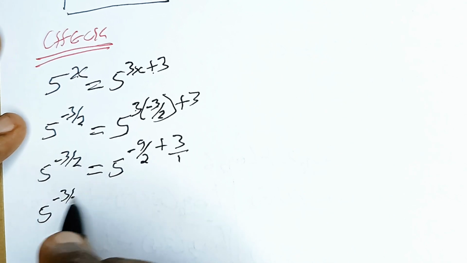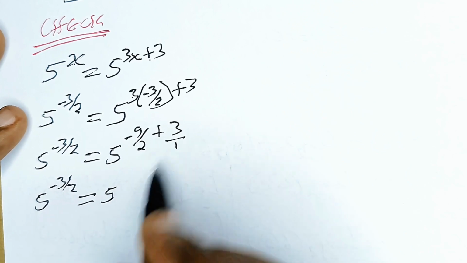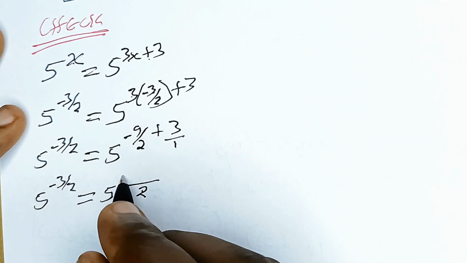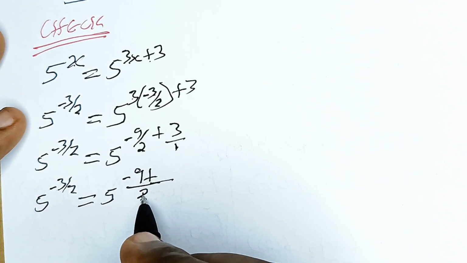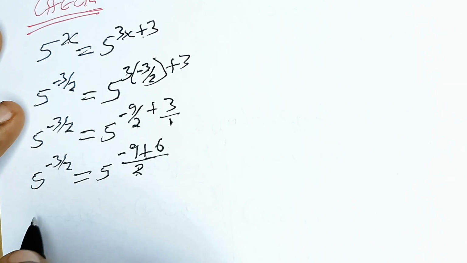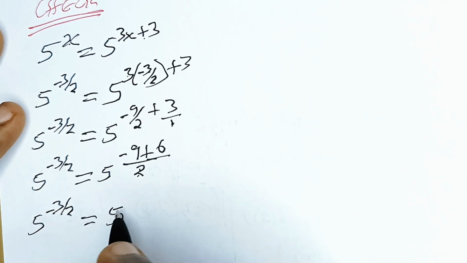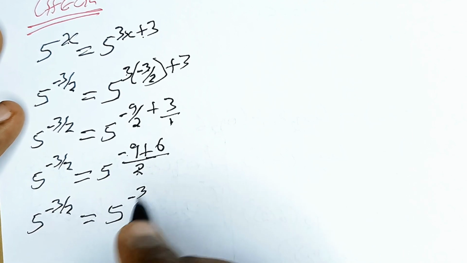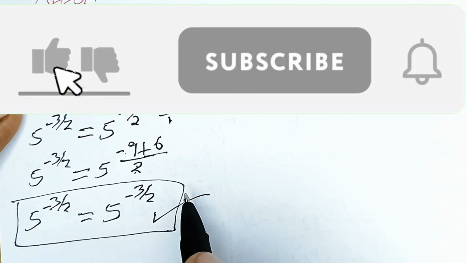5 raised to the power of minus 3 over 2 gives us, so we have to find the LCM here. LCM is 2. 2 into 1, 1 times minus 9, that's minus 9, plus 1 into 2, 2 times 3, that should be 6. So 5 raised to the power of minus 3 over 2 gives us 5 raised to the power of minus 9 plus 6 over 2, that's minus 3 over 2. It means we are correct.